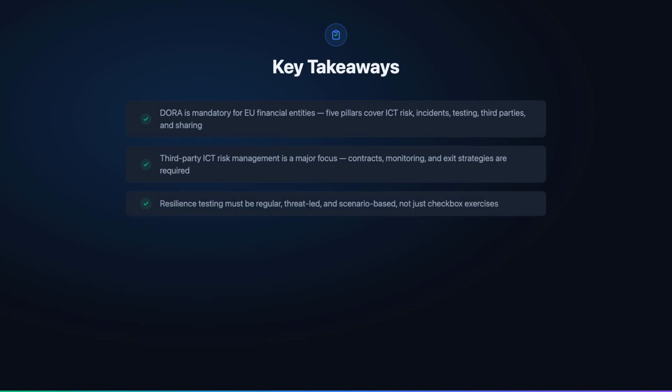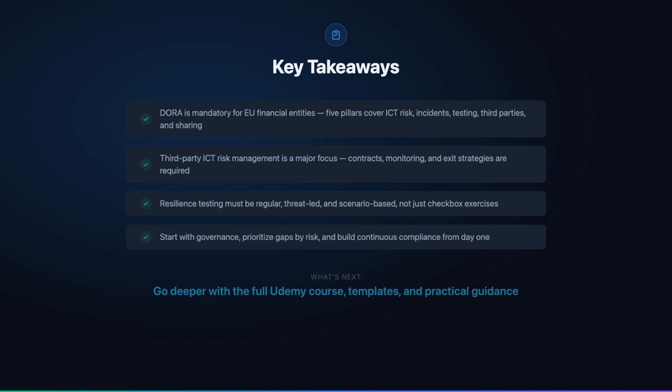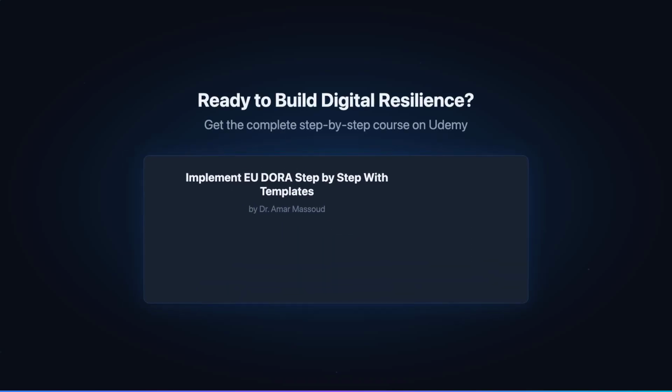Third, resilience testing must be meaningful. Regular vulnerability assessments, threat-led penetration testing, and scenario-based exercises are required to prove that systems can withstand and recover from real disruptions. And fourth, start with governance. Prioritize gaps by risk severity, and build continuous compliance from day one. DORA is not a one-time project. It requires ongoing management, monitoring, and improvement. That wraps up our overview of DORA.